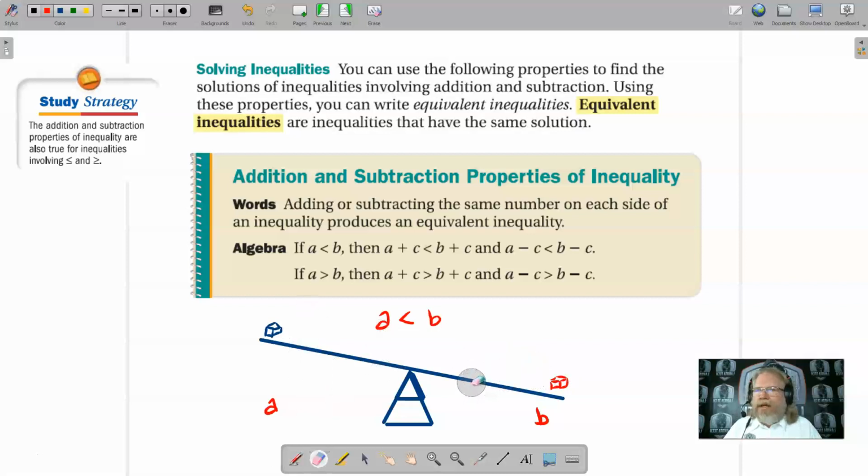So basically, whatever you do to one side, if you do it to the other, then the inequality remains the same. And that's kind of like what we had with equations when we're talking about properties of equality. If two things were balanced, whatever you did to one side, you did to the other, the balance remained. In this case, if you have an inequality, whatever you do to one side, if you do it to the other, then you're still going to have that same inequality going on.